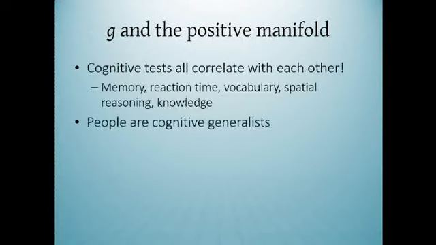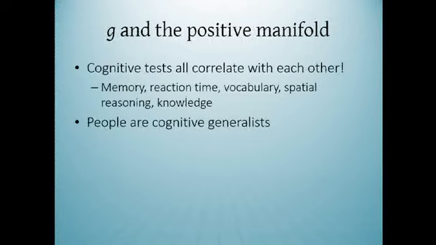Which means that if you're good at spatial reasoning, you're probably good at reaction time too, and you probably have a good memory. People are unequivocally cognitive generalists. Now, of course, this is extremely counterintuitive. We all believe, or at least want to believe, that we're good at some things and bad at other things. That other people have different talents than we do. Of course, that is still true. Nevertheless, the fact remains that the similarities far outweigh the differences. People good at one cognitive ability are still highly likely to be good at other abilities.